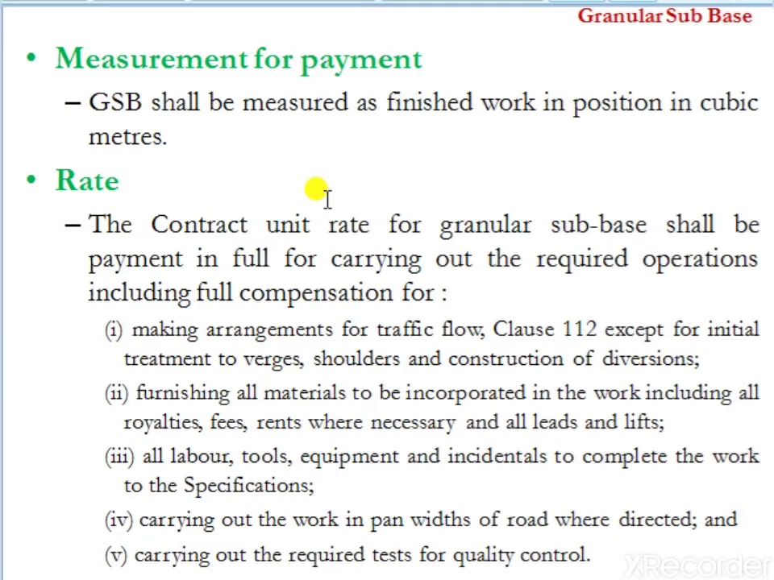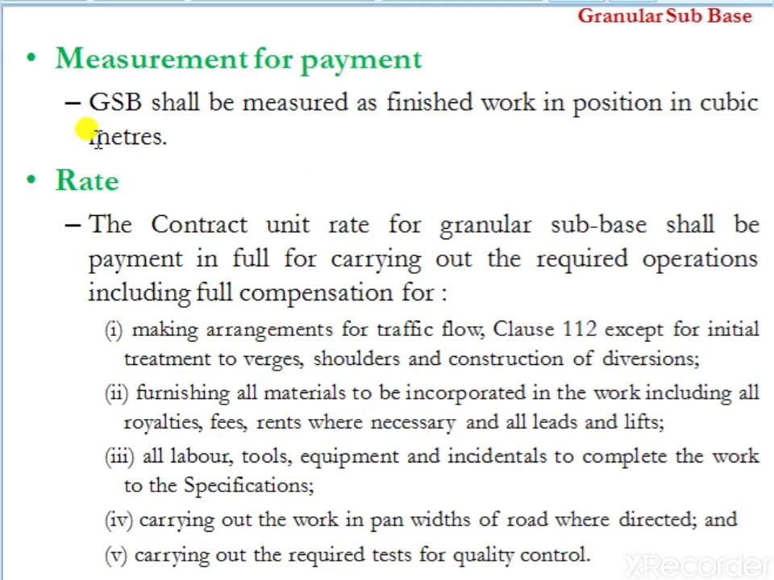So GSB, granular subbase, shall be measured as finished work in position in cubic meters. Before sanctioning a bill for a contractor, the work done is measured in terms of cubic meters. After measuring the work done, the quality of the work and the quality of the materials used in the construction of the subbase, the payment is sanctioned to the contractor.